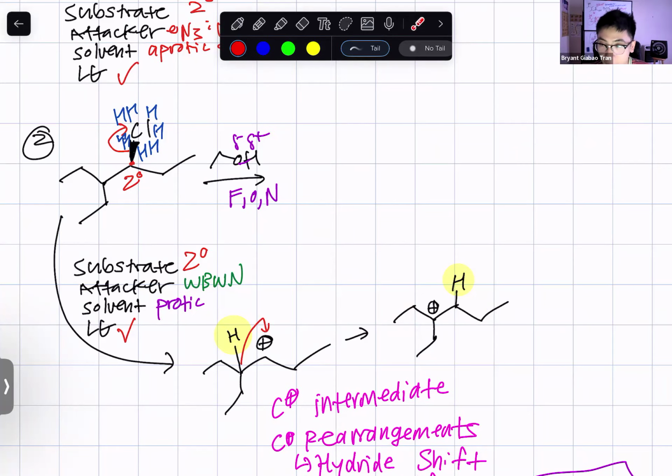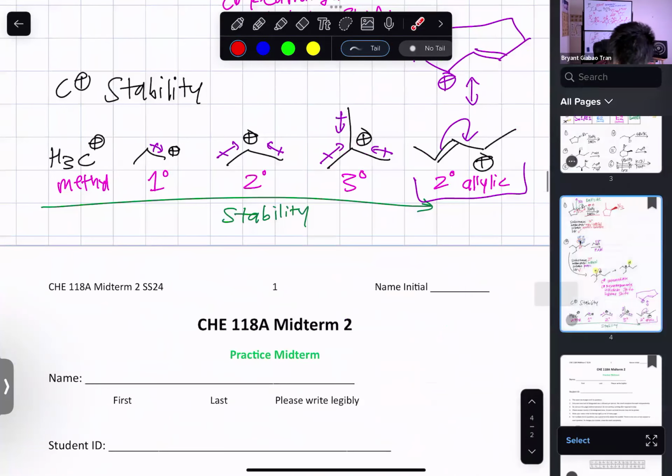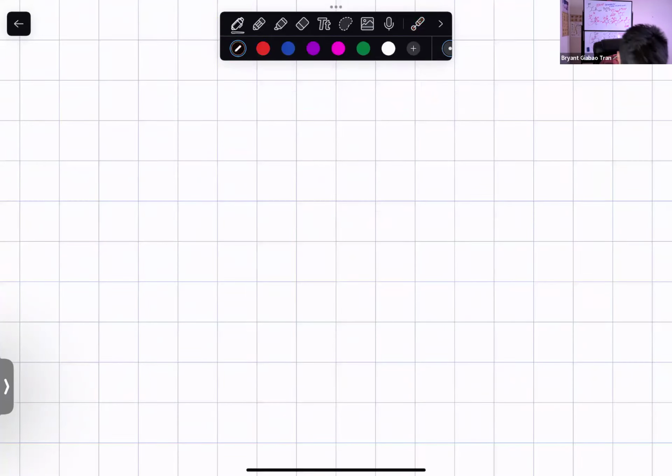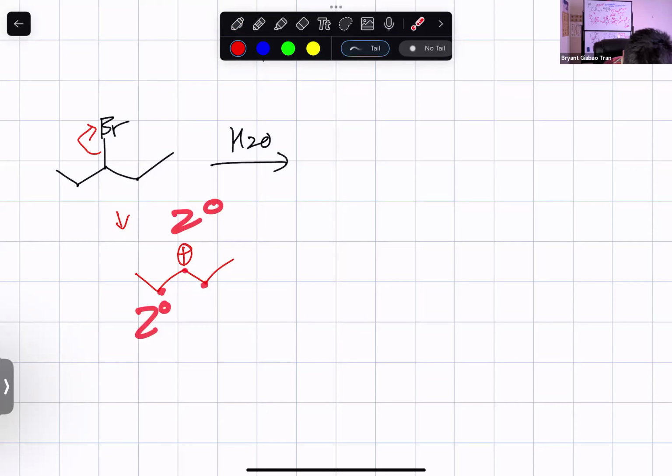So hydride shifts are not always going to be there, because let's say you have this practice problem right here. And then you react that with water. The leaving group would leave first in the mechanism, forming a carbocation there. If you look to the left and right of this carbocation, which is secondary, the left is also secondary, the right is also secondary. So in this case, both cases are equally stable, so you do not do a hydride or a methyl shift in this example.